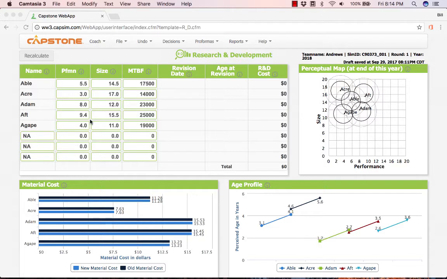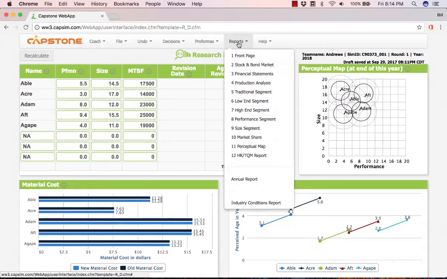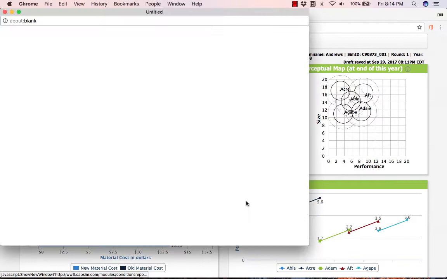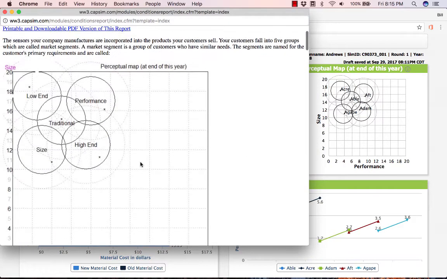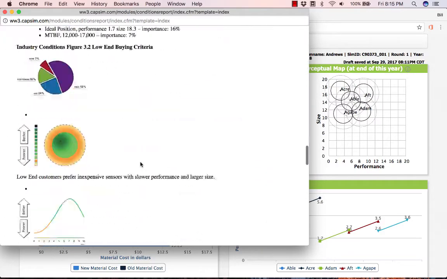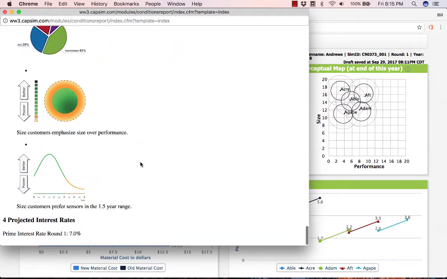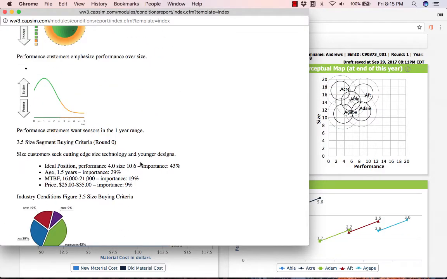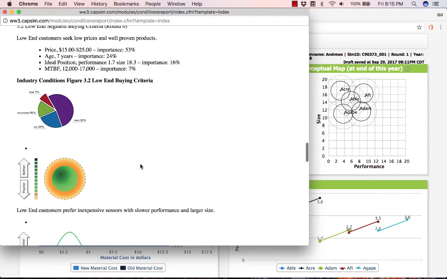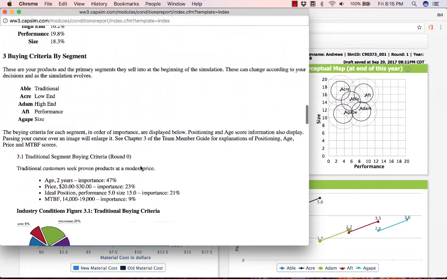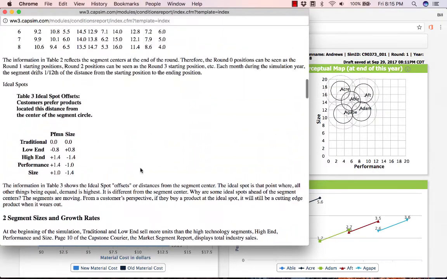So what I'm going to do is go look at my industry conditions report, because we're in round 1. There's our friend the industry conditions report right there, and maybe it'll come up, there we go. There's a number of things you can look at here, and I would suggest this because it talks to you about what the interest rates will be, where people in each segment want their product to be, and so on and so forth.